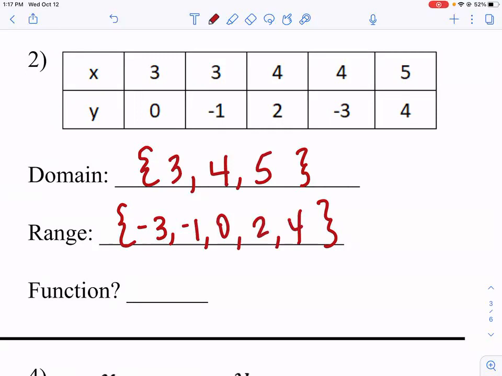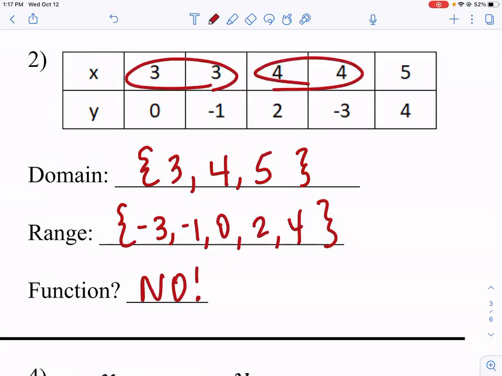Okay. Colin, is this a function? Why not? Because X equals 3 and X equals 4 both have 2 different outputs, so this is not going to be a function. You're going to be so good at identifying functions by the end of this week.